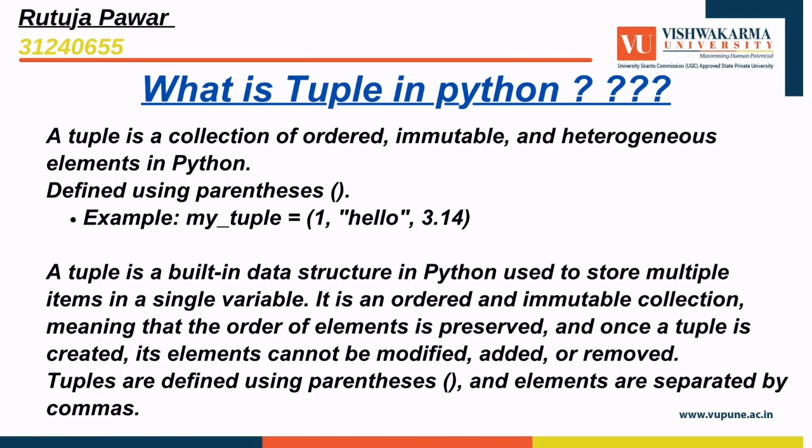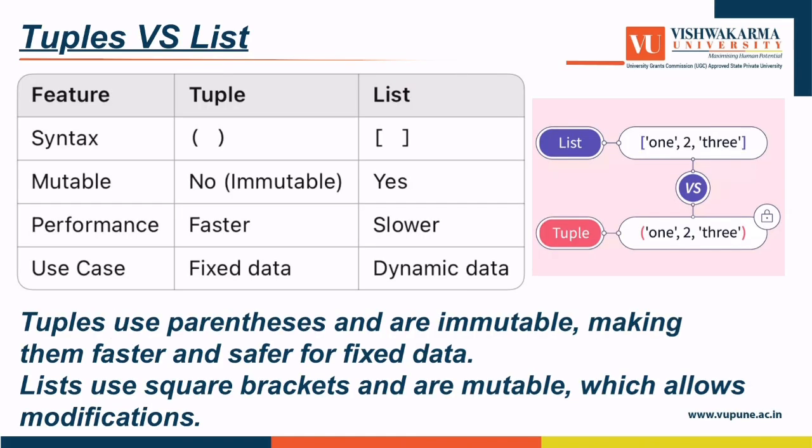A tuple is a collection of ordered, immutable, and heterogeneous elements in Python, defined using parentheses. A tuple is a built-in structure in Python used to store multiple items in a single variable. It is an ordered and immutable collection, meaning that the order of elements is preserved, and once a tuple is created, its elements cannot be modified, added, or removed. Tuples are defined using parentheses and elements are separated by commas.